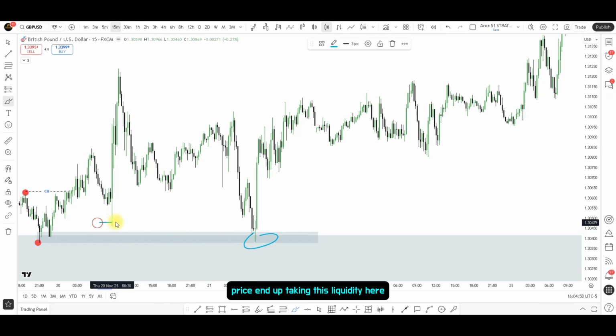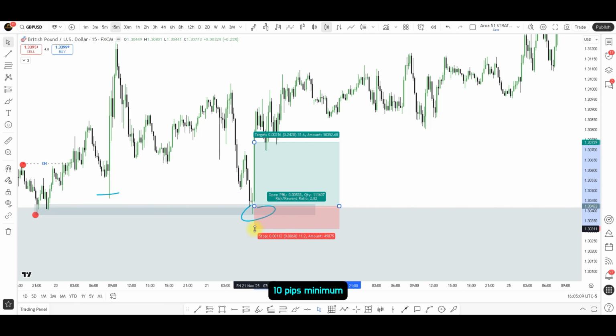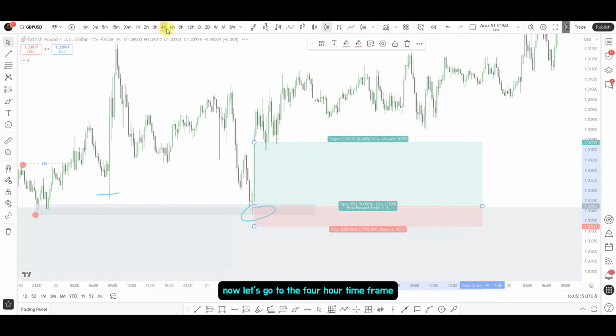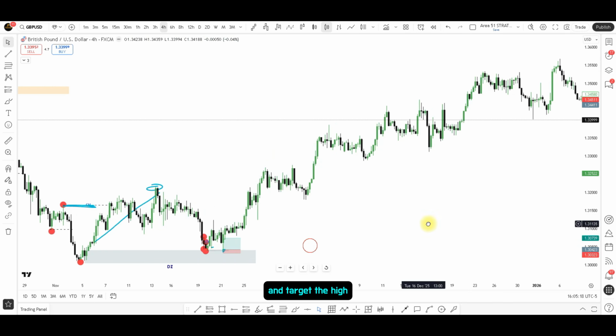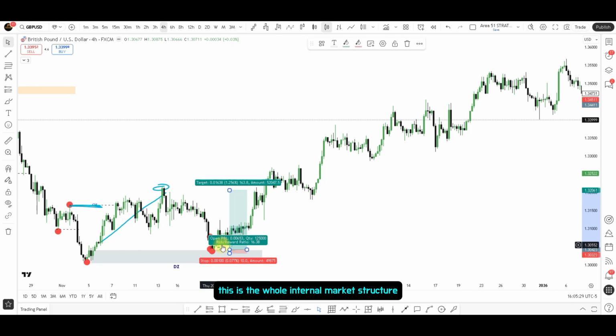Price ended up taking this liquidity here. We execute our trade over here, which is very precise, and put your stop loss right here, 10 pips minimum to be safe. Now let's go to the 4-hour time frame and target the high, which is right there. We're going to target the high that created the pullback down to the demand zone. This is the whole internal market structure that created the pullback. So we had the high, and then we had the pullback back to the higher time frame demand zone.